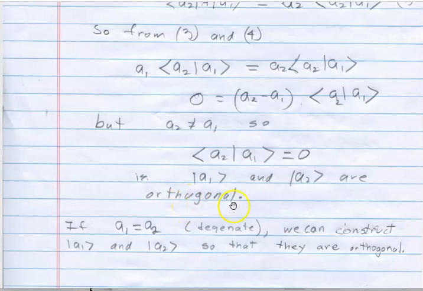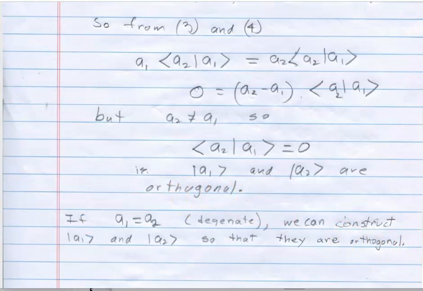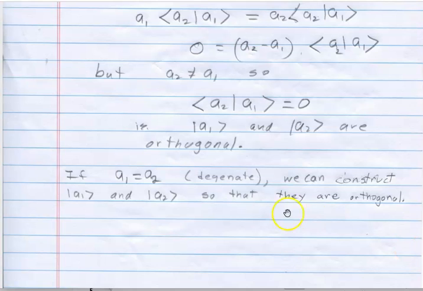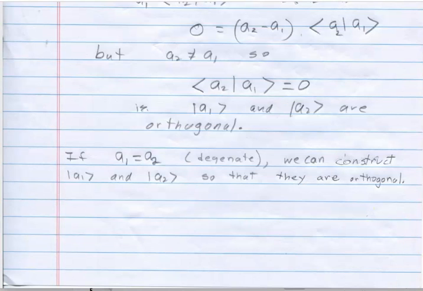Now it turns out that one can prove a more general relationship, that if they happen to be the same value, then I've got a case of degeneracy. And at that point, you can always construct a linear combination in such a way that they are orthogonal. So even if they're equal, there's a way around it by constructing an orthogonal basis for those degenerate states.